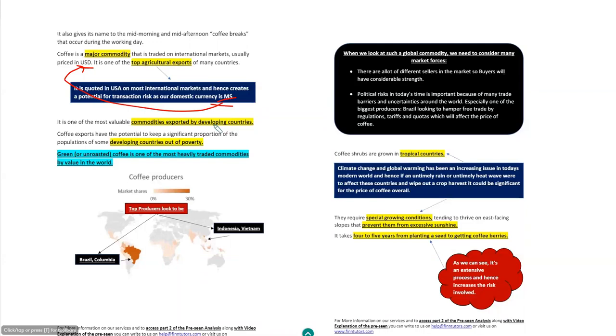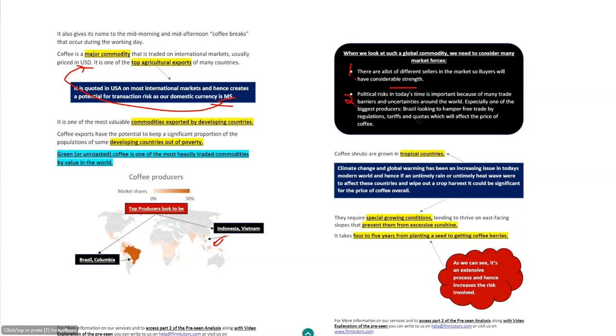Now, when you look at such a global commodity, we need to consider many different market forces. The first one being, there are a lot of different sellers in the market, so buyers will have considerable strength. The major ones are only a few, but there are many sellers in different parts of the world. So the buyers, the people who are buying, will have considerable strength.